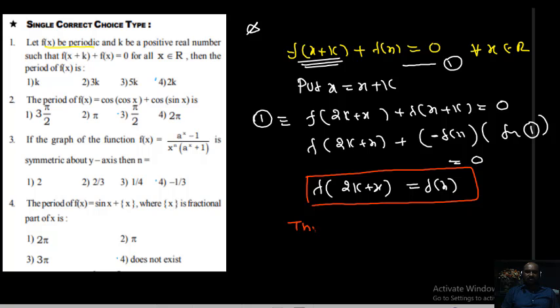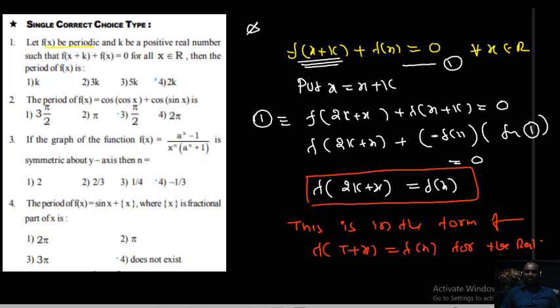This is in the form f(t + x) = f(x) for positive real t. Here also k is given clearly as a positive real, so 2k is also a positive real. Therefore the given function f(x) is periodic with period 2k. So my answer is 2k.